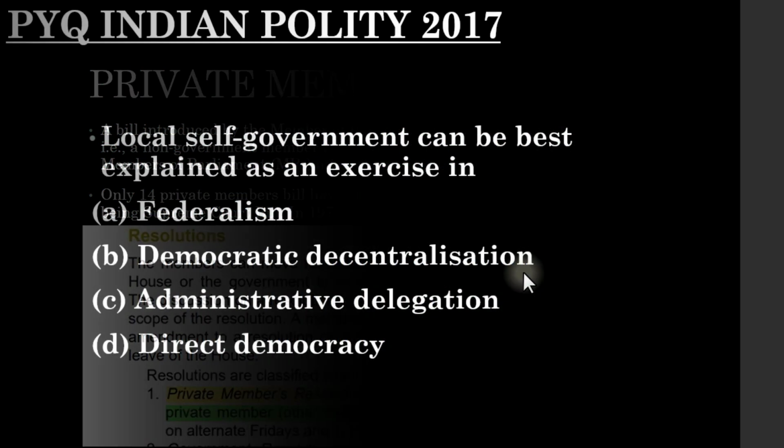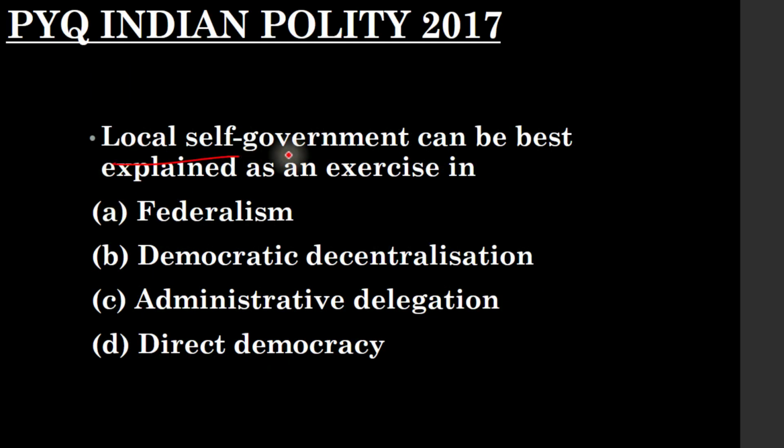Local self-government can be best explained as an exercise in option A, federalism. Option B, democratic decentralization. Option C, administrative delegation. Option D, direct democracy. And the correct option is option B, democratic decentralization.